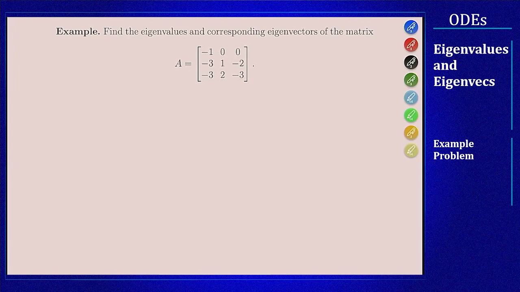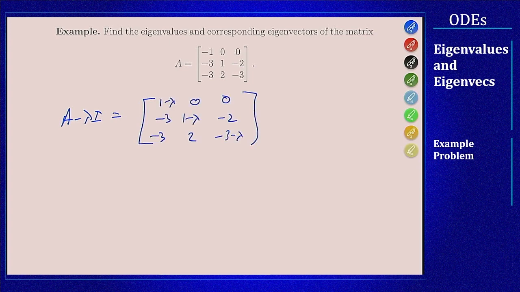This has us find the eigenvalues and eigenvectors of a given 3x3 matrix. See our matrix A in front of us here. Our first step is always to find the eigenvalues, which means we want to start with A minus lambda I and then find the determinant. So A minus lambda I is given by subtracting lambda off the diagonal entries of this matrix.